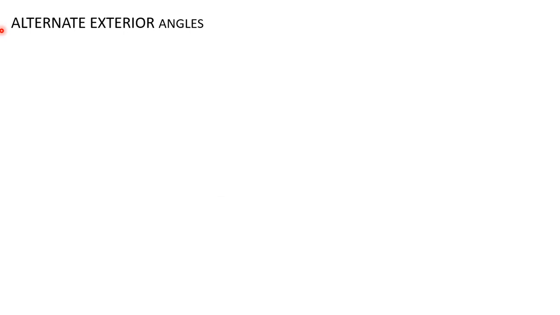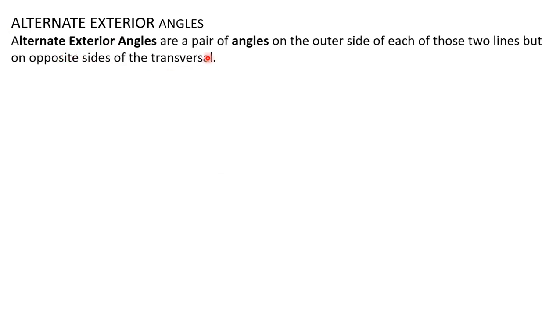In the same way, if there are alternate interior angles, we can say there are alternate exterior angles also. So what are these? They are the pair of angles on the outer side of each of those two lines, but on opposite sides of the transversal. Again, the angles which are on the outer side of the two lines will be in opposite directions of the transversal. That means if one is on the left hand side, the other one will be on the right hand side of the transversal.